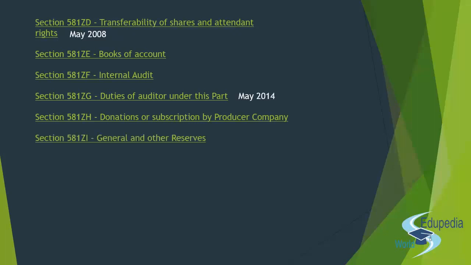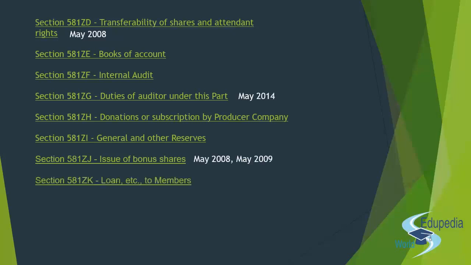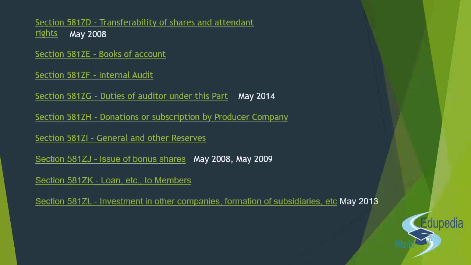Next you have section 581ZI, the general and other reserves. Section 581ZJ, the issue of bonus share. Now this has been asked twice in your examinations, in May 2008 and May 2009, right? Then you have section 581ZK, loan etc. to the members. Section 581ZL, investment in other companies, formation of subsidiaries etc., right? Asked in May 2013. Then you have section 581ZM, the penalty for the contraventions of the above.